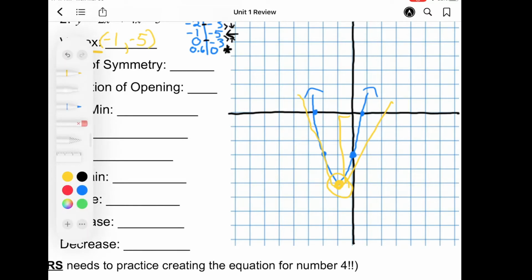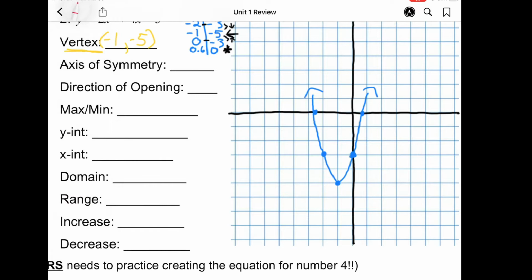So let's erase our yellow so we can see all of the other stuff. Let's do red now. So axis of symmetry. So symmetry means cutting something in half and both sides being the same or equal. Well, if we wanted to cut this in half or fold it in half and both sides match each other, it would be this red line here. Well, to represent this line, what value is going to stay the same regardless of where we are on that line, the X value or the Y value?